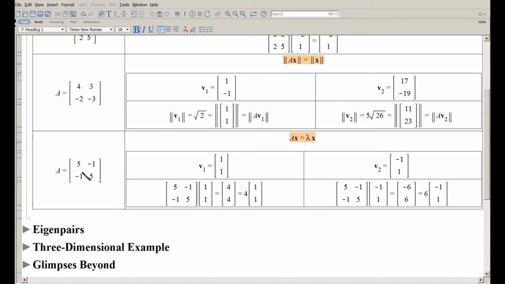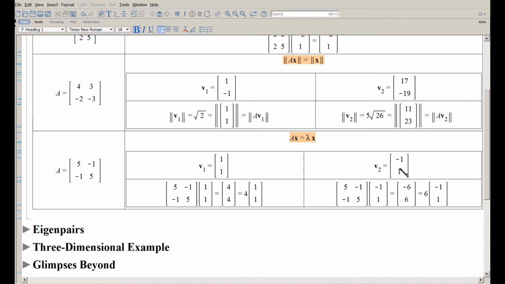Okay, here's a matrix A. Here is a vector v1. This matrix times this vector is 4, 4, or 4 times the original vector. So the multiplier, lambda, would be 4. Stretch factor. The vector is x, 1, 1.